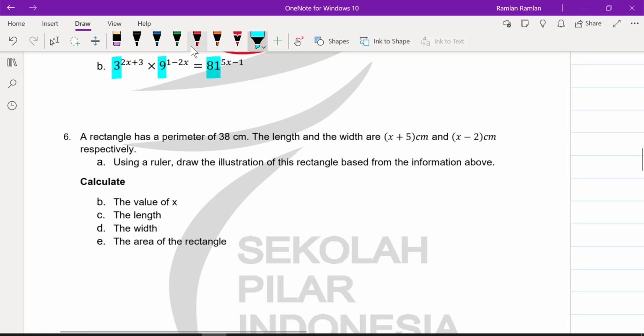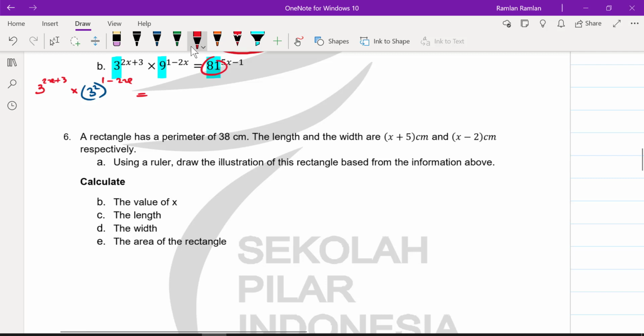Okay, so the 3, I'm not going to change it because that's a prime number. So the 3 to the power of 2x plus 3, I'm not going to change it. 3 to the power of 2x plus 3. I'm going to change this 9, which becomes 3 to the power of 2, right? Because 3 times 3 is equals to 9. So I'm going to change that, becomes a 3 to the power of 2. Maybe I'm going to use another color. 3 to the power of 2. That's the 9. And the power outside is 1 minus 2x. We're not going to change that. 1 minus 2x.